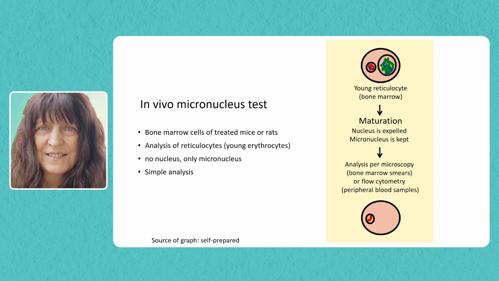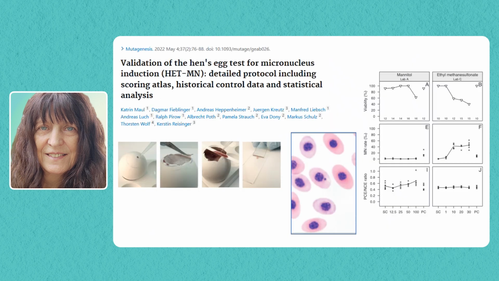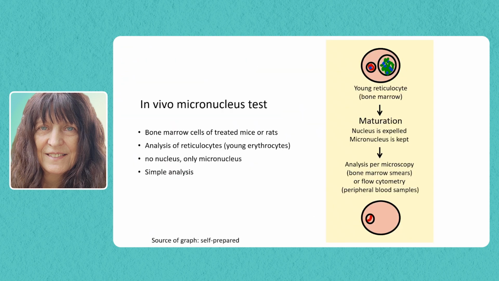So it's very simple to see this, and it can be done either by counting bone marrow smears with the microscope by eye, or it can be done with flow cytometry, which is then, of course, much less work. And you can then use peripheral blood samples and analyze for those young reticulocytes.